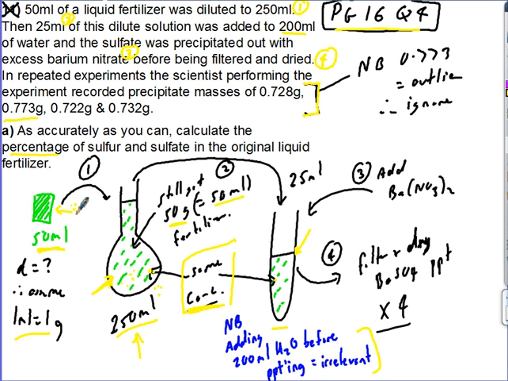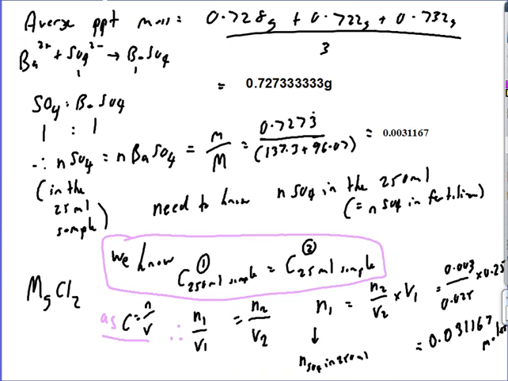The first thing we've got to figure out is what's the average mass of our precipitate. We can do that simply by adding all those masses together and dividing by 3, and you should get the average mass of precipitate.